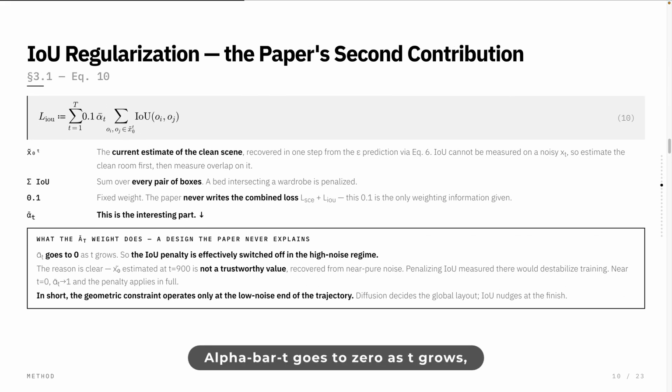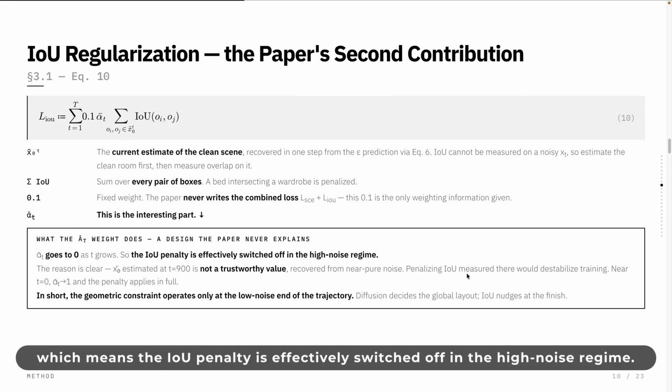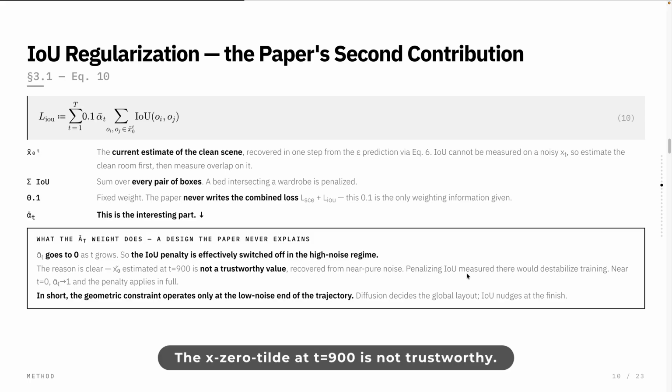Alpha bar t goes to zero as t grows, which means the IOU penalty is effectively switched off in the high noise regime. The x0 tilde at t equals 900 is not trustworthy, because it is computed from what is essentially noise. Penalizing IOU there would make training unstable.